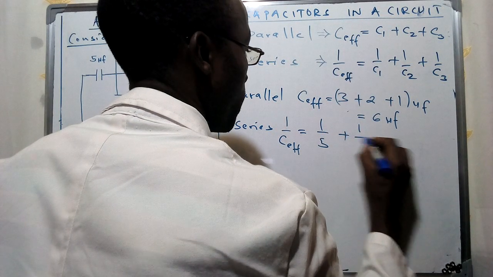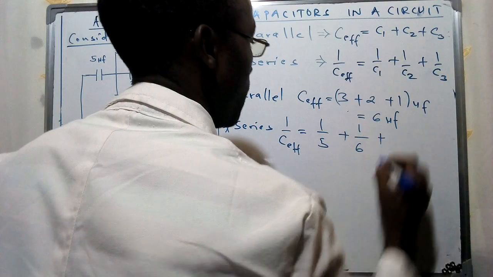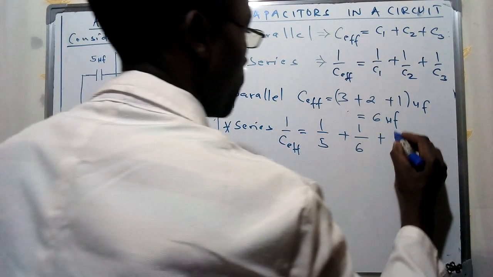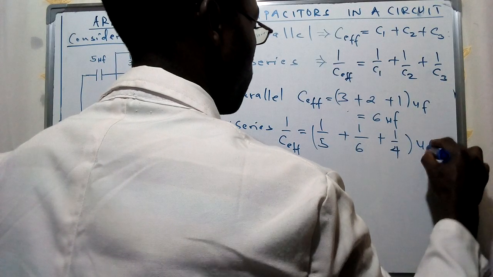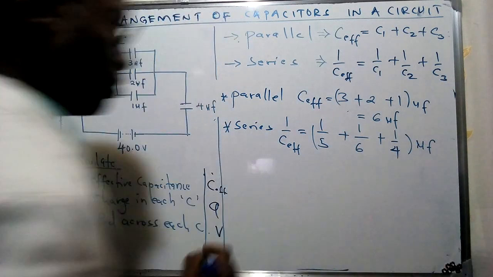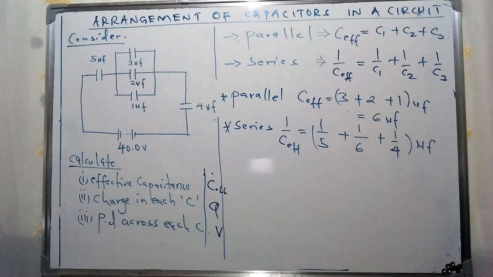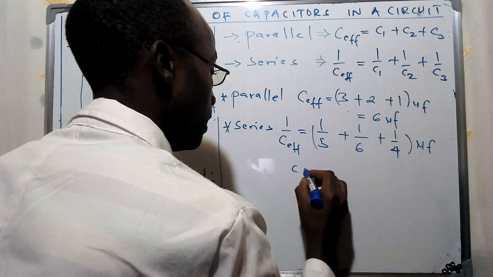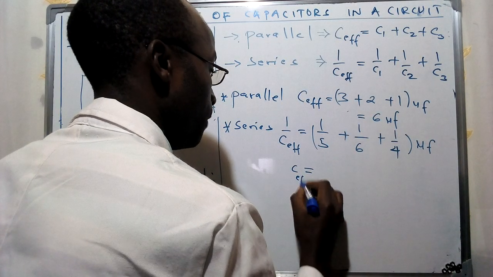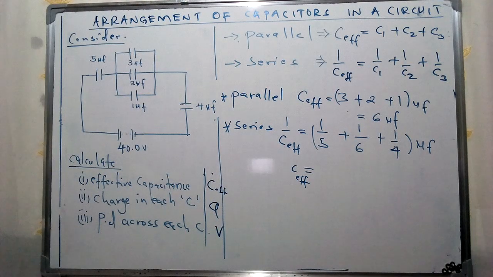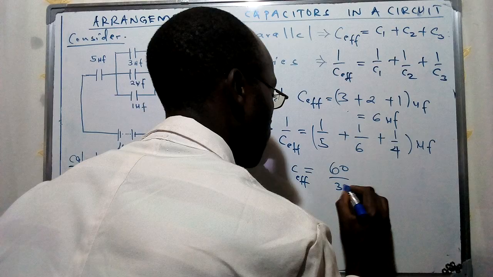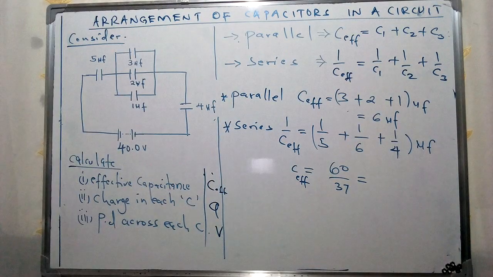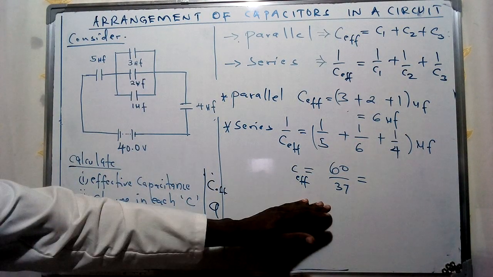So therefore, it's going to be 1 over C, which is 1 over 6, plus the last one, which is going to be 1 over 4. So in this case, these are going to be in terms of microfarads, and therefore we are going to find that effective capacitance. From my side, I'm going to find the effective capacitance given in terms of 60 over 37, and this is going to be in terms of microfarads.